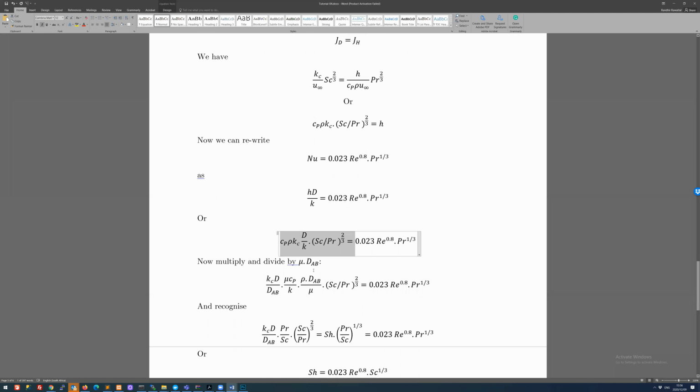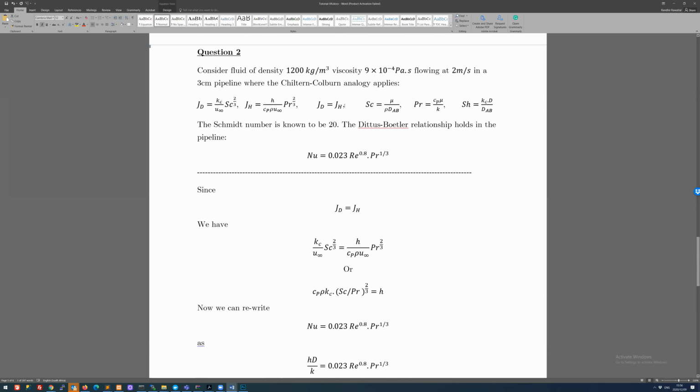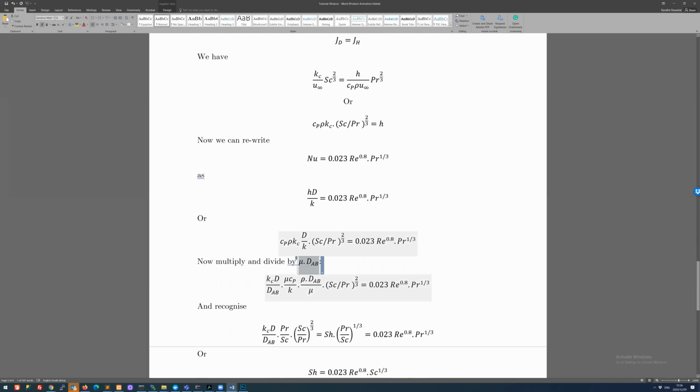And now here's the trick. Well, not a trick. It's not like we're doing something underhanded. Here's a technique, if you like. We are going to multiply and divide by mu times DAB. So we want to try and make some of these other groups, right? And if you just look at what we have currently, you can't really make much out of this stuff.